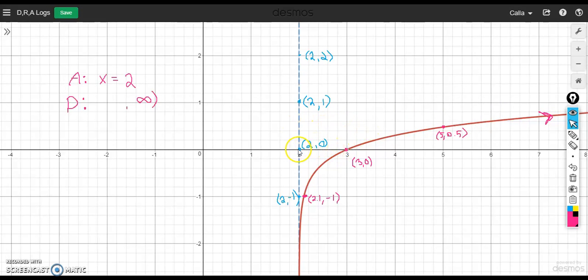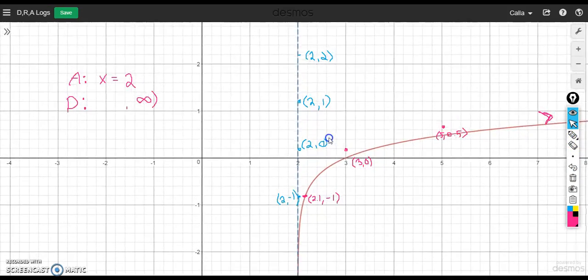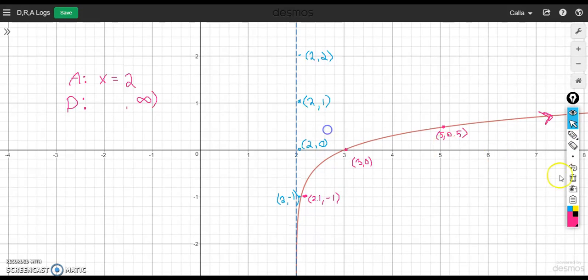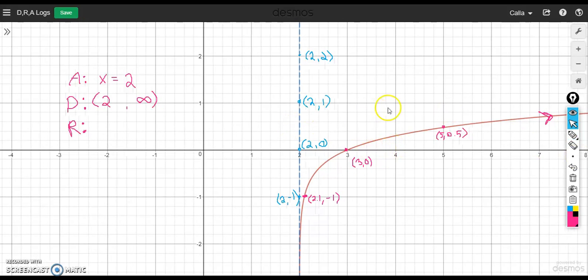As I go to the left, I run into the asymptote. And I know that my function will never include the asymptote in its domain. So that means that my domain will be from 2, not including 2, and that's why we have this parenthesis, to infinity. Now let's look at what is the range of this function.